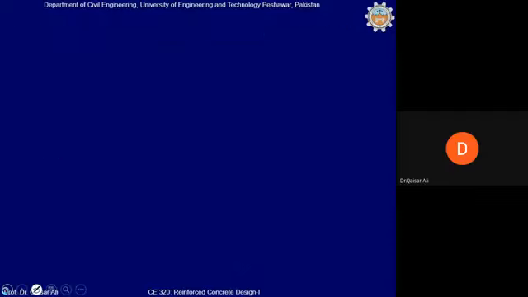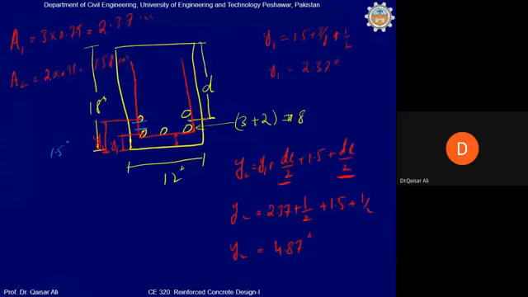Now this distance from the bottom fiber to the centroid of reinforcement, if you remember, we denoted this distance by DC. You can calculate this using the Varignon theorem, which is equal to, you have already studied this in mechanics, A1 y1 plus A2 y2 divided by A1 plus A2. Now put these values and quickly give me the value of DC.